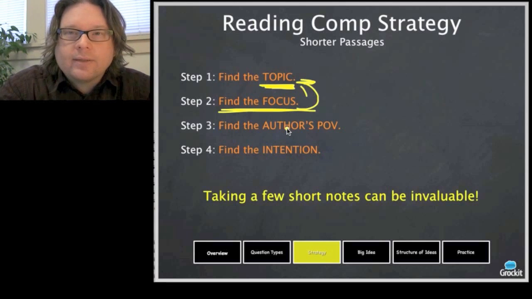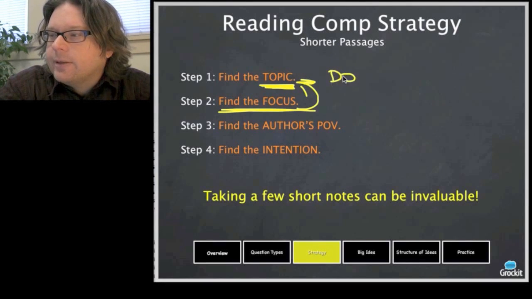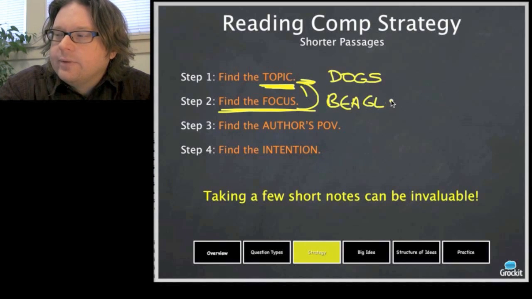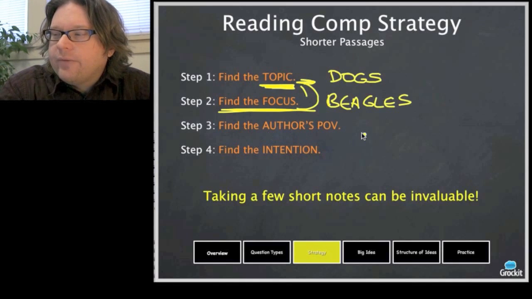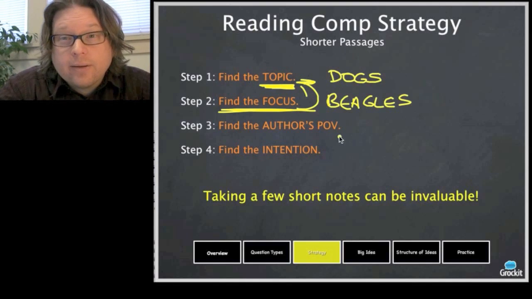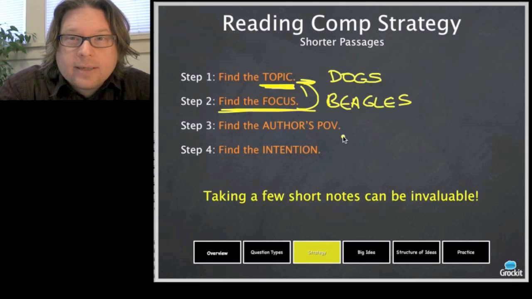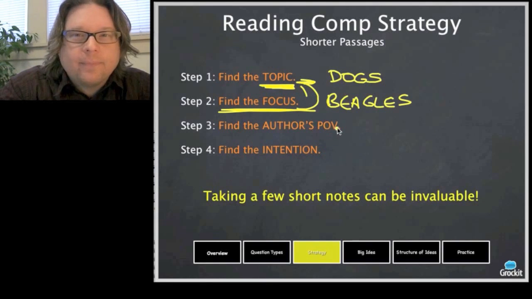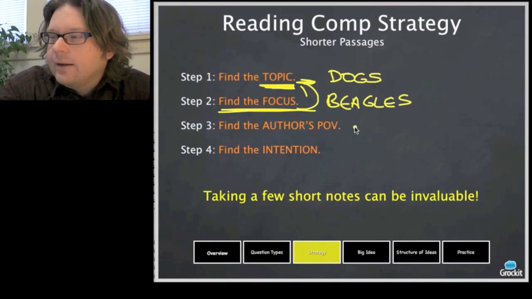So the author is focusing on one or two particular breeds of dogs. The topic might be dogs, and the focus might be beagles. I like beagles, even though they're kind of barky. All right. So the author's point of view. It is important to know whether the author is in favor of, against, or neutral about the topic. What does the author think about this? Does the author like this thing? Not like it? So the author, we know that the author loves dogs.